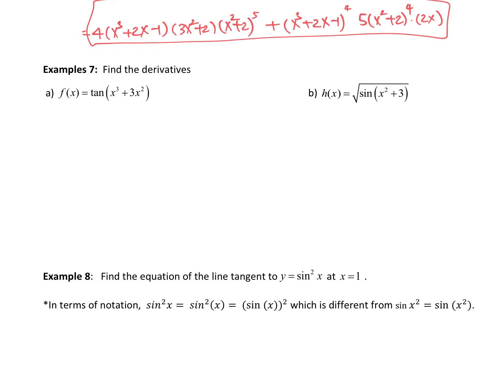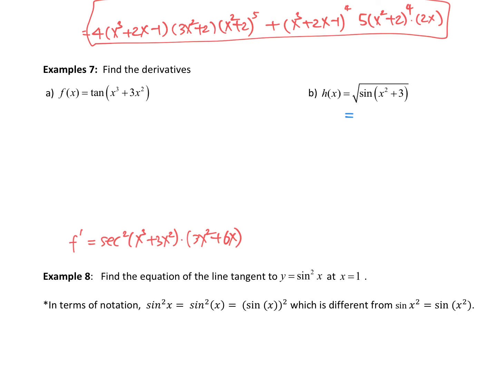I'm going to also have you work on number 7a, and then let's do 7b together. All right, for 7a, if you're done, the answer should be f prime is equal to secant squared of x cubed plus 3x squared, times 3x squared plus 6x. That should be your answer for part A. Part B, let's work it out together.